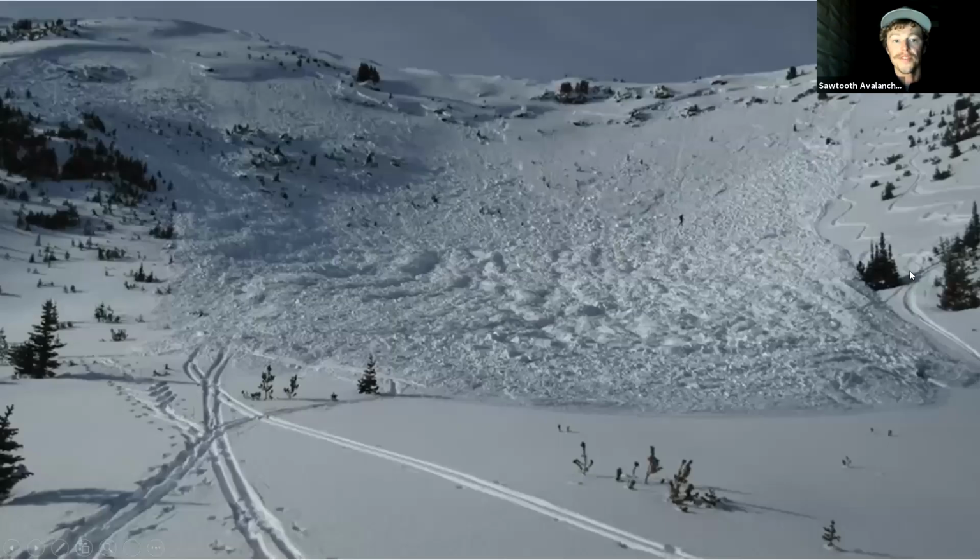Jumping back to our example of that highlight skier triggered slide that I showed you the video of earlier, this is standing down just beyond the run out of that avalanche and looking up at the crown. I think it's a pretty striking image from below. It looks a lot bigger than it did from the top.